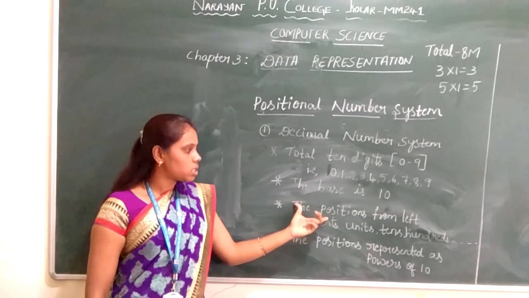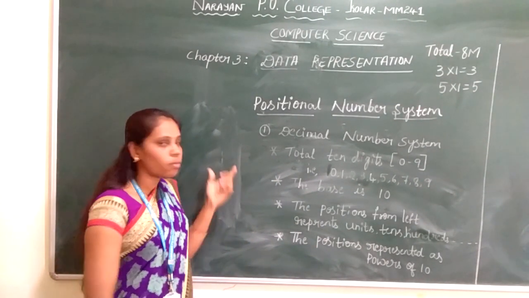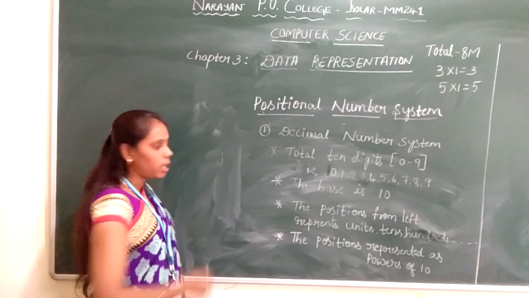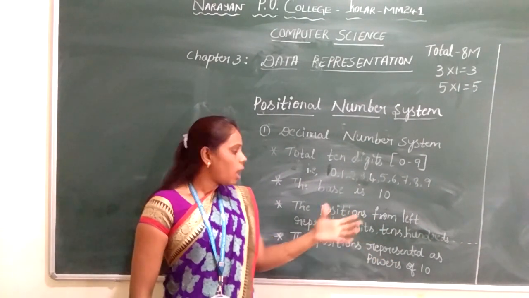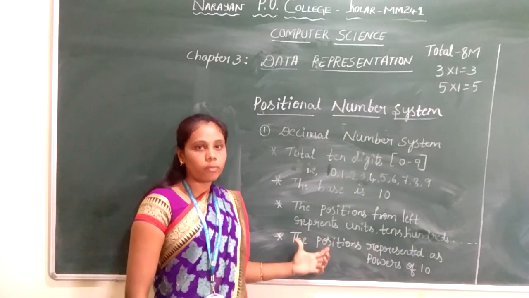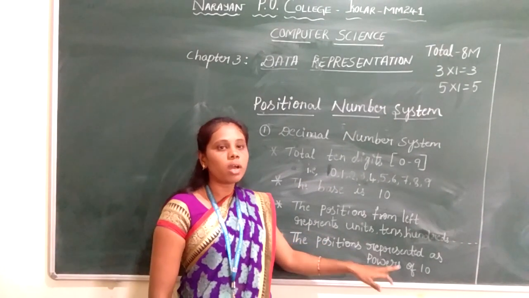Next, the positions from the left side represent the values of the unit place. Next we have the tens place and the hundreds place and so on. And the weights of each digit's position will be represented as the powers of 10.